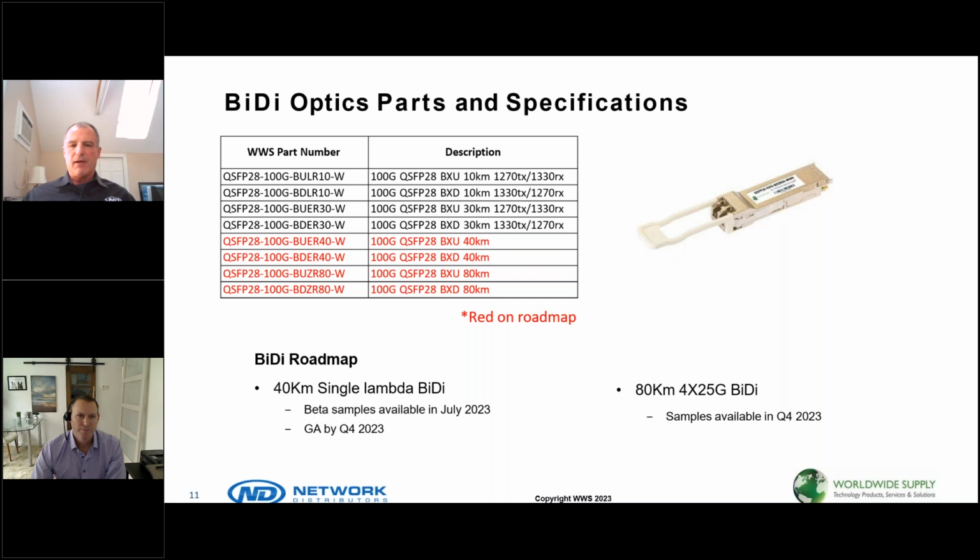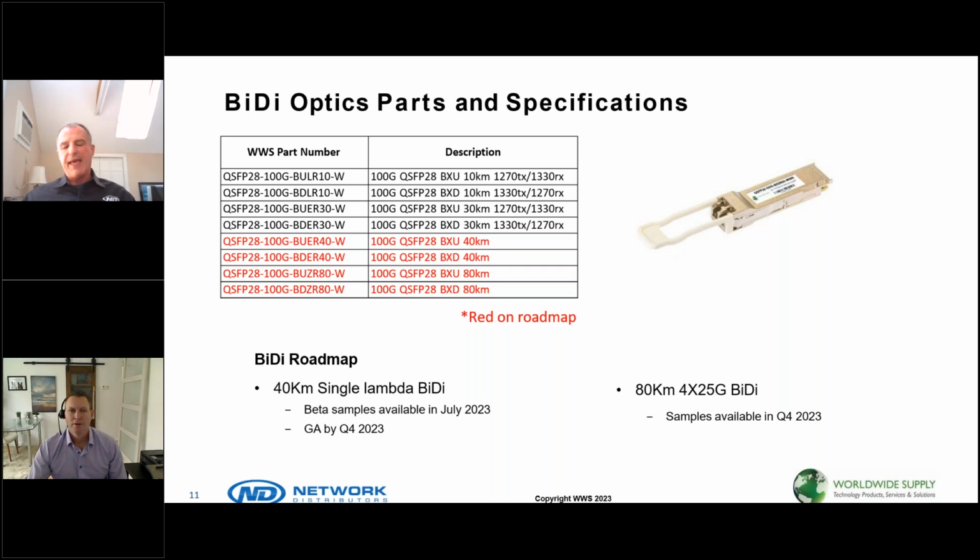The challenge in 40 kilometers is the chromatic dispersion and the limitations that you have to get you that kind of distance. Anything in black on this chart we have available now. Anything in red is on our roadmap. Our 40 km single lambda BiDi, that means it's going to be a 100 gig lane. To be able to get you a BiDi part will be available in, let's say, July of this year. We should be seeing DBT reports and environmental testing early June. It'll be in GA by the end of Q4.